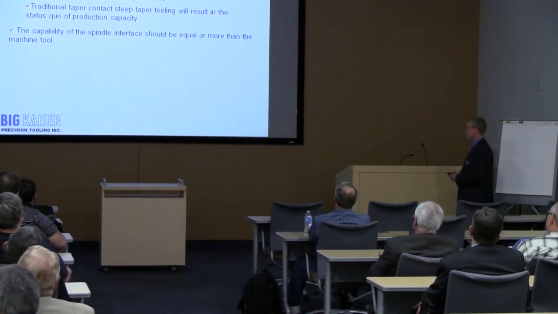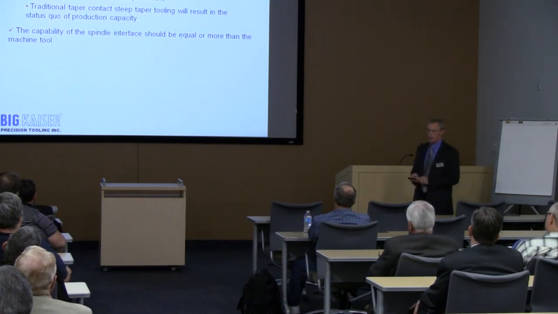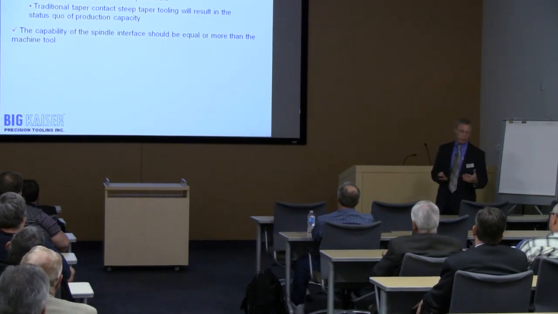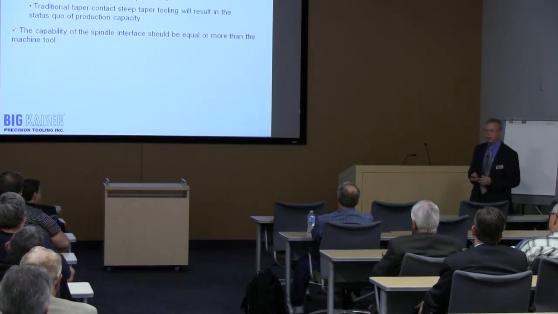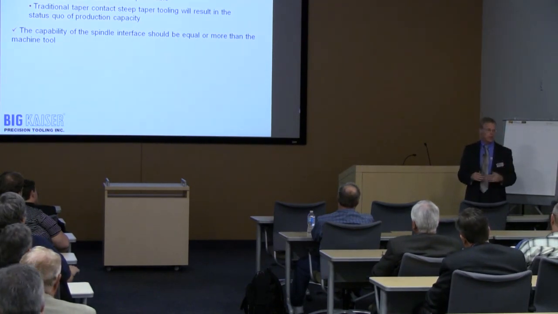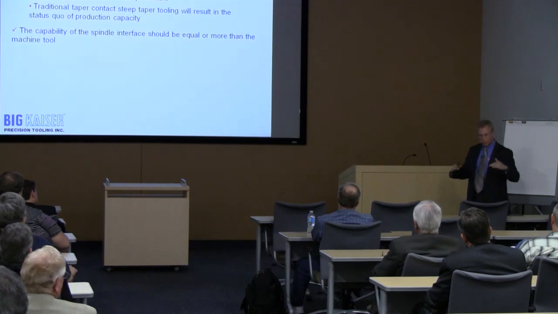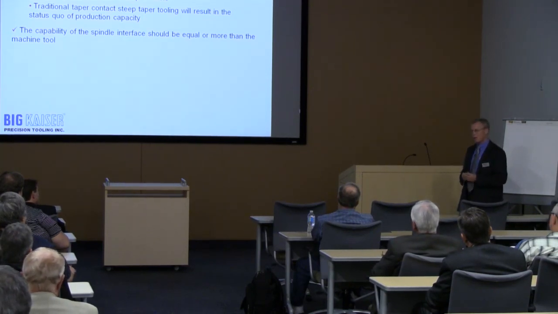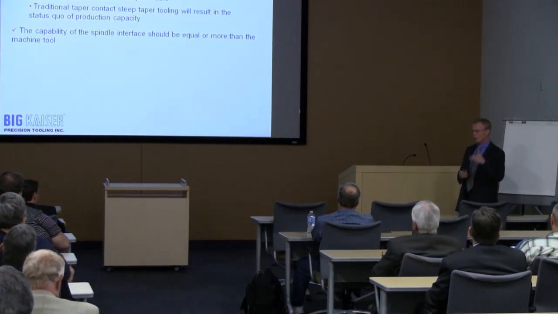Capability, your spindle interface should be equal or more than the machine tool itself. You don't want the machine tool spindle, which is a relatively low cost part of the equation, to be the result that brings the level down. So don't go down in the quality of your spindle interface. Go up. Don't let it be the determining factor for how fast you can run your machine.